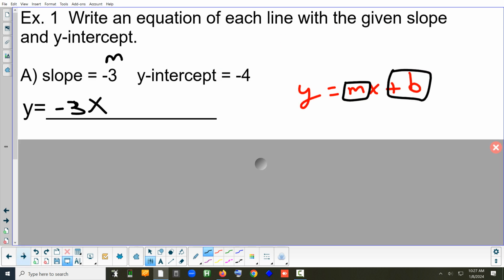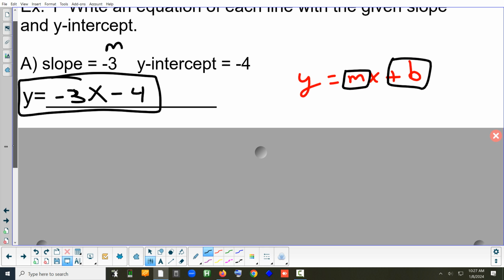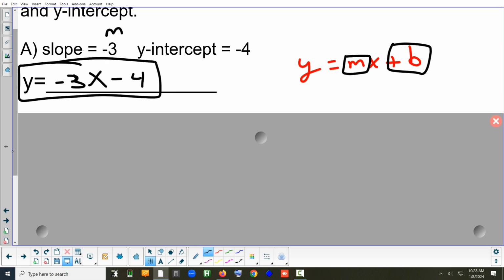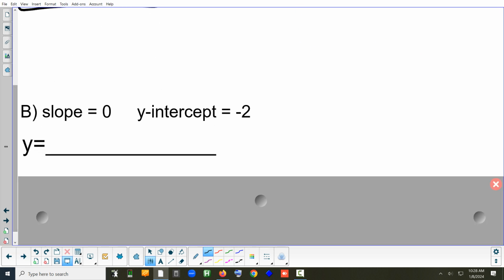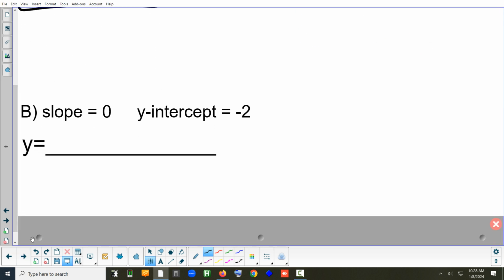And now it says plus b. What's b in this case? -4. So in this case, it's really not going to be plus b. It's going to end up being minus 4, which is fine, because b is -4. And that's it. That's writing the equation of a line given the slope and the y-intercept. Any questions on that? Let's try one more of those, and then we'll do the second type, which will probably be the last type we get to right now.